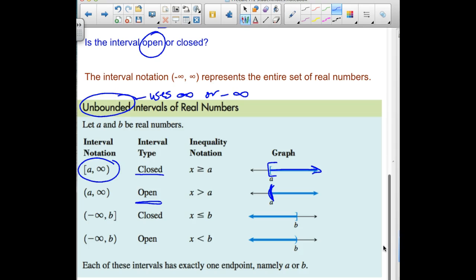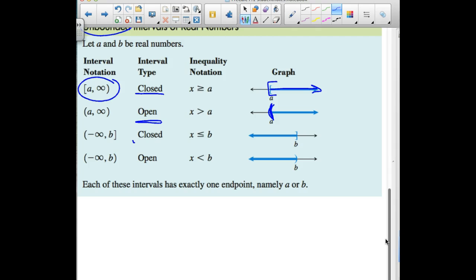The last two are bounded on the right instead. Let's try to move that up here. All right, first one is closed. Again, squared off bracket. This time we're going towards negative infinity on the left. And then the last one is open, rounded bracket, but still heading towards negative infinity. Okay, so open means the endpoint is not included. Closed means it is. Bounded means it does not involve infinity. Unbounded when it does.